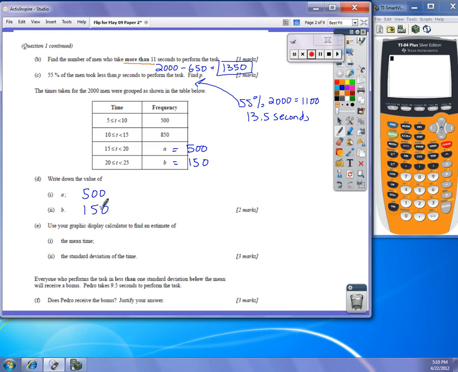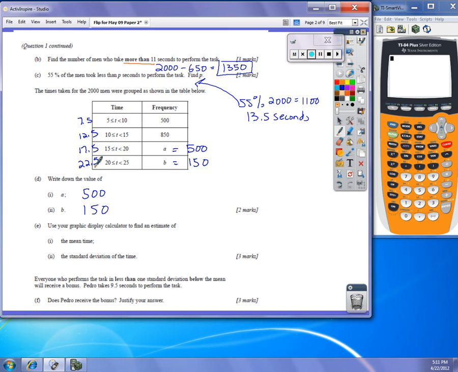So let's go back and talk about how we put grouped data into the calculator. First of all, I need to find the midpoint for each one of the different ranges of values. So halfway between 5 and 10 is 7.5. Halfway between 10 and 15, 12.5, 17.5, and 22.5.